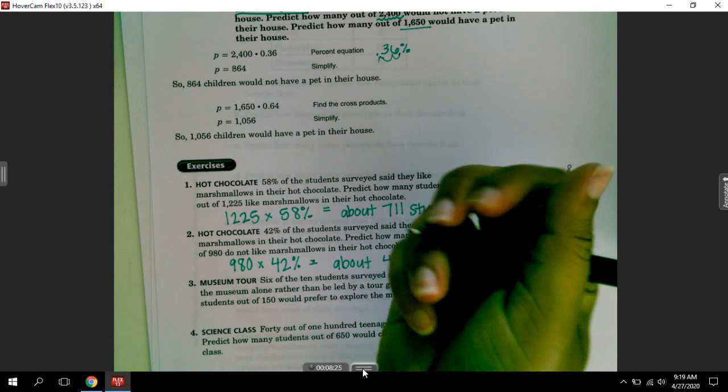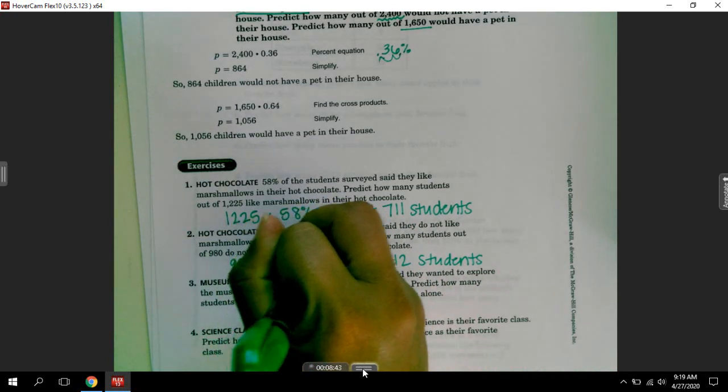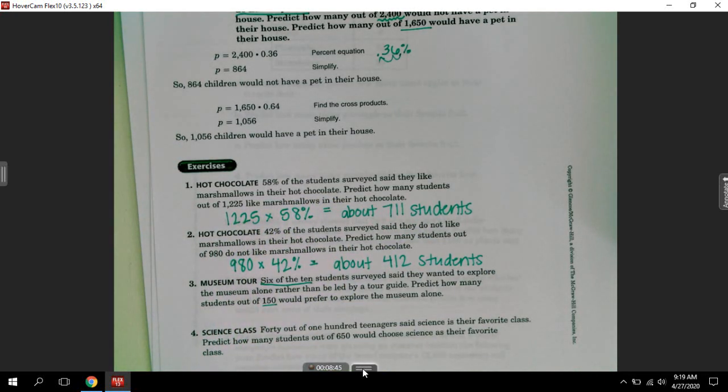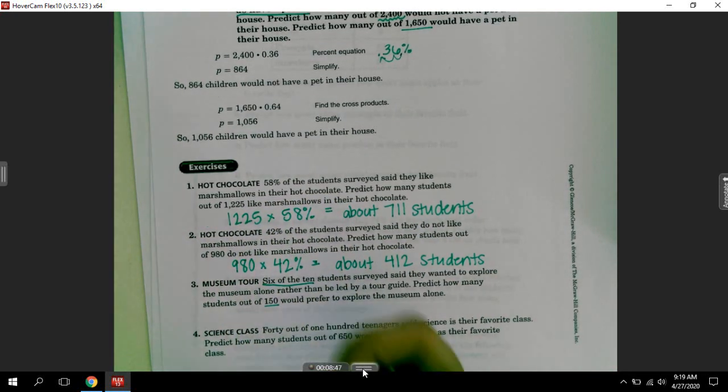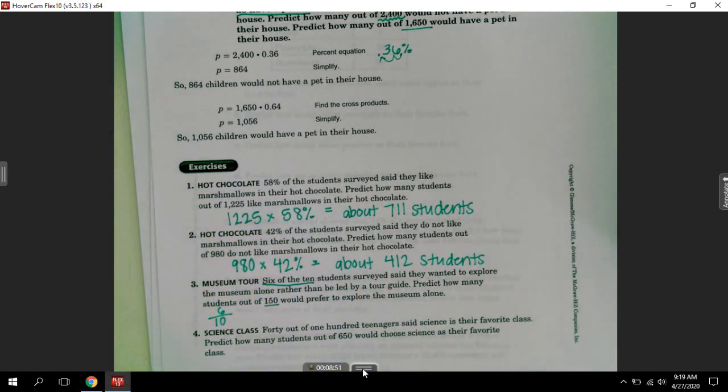So I know that the total students that I'm surveying is 150, okay? But do you see a percent sign in there anywhere? It's not giving you a percentage. It's not saying 20% of students said they wanted to explore. But it does tell you 6 of the 10. So 6 of the 10, that means 6 out of 10 students. So you can say 6 divided by 10.